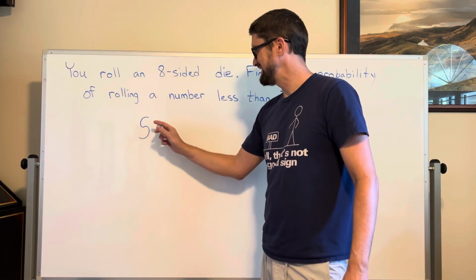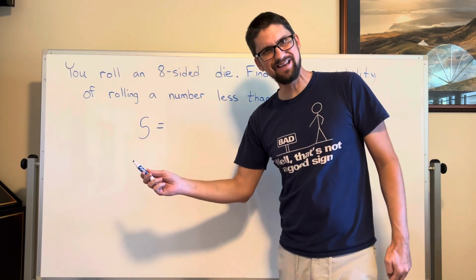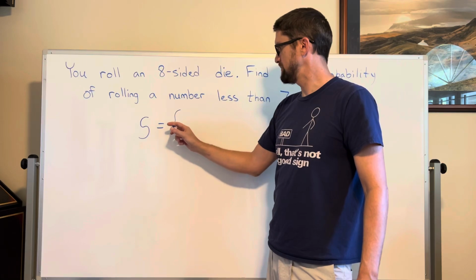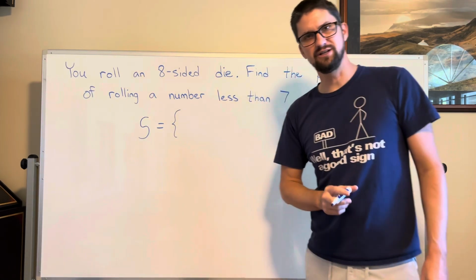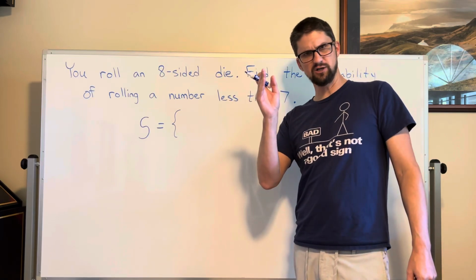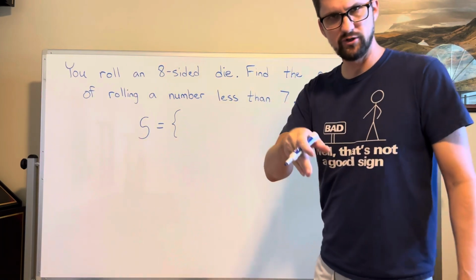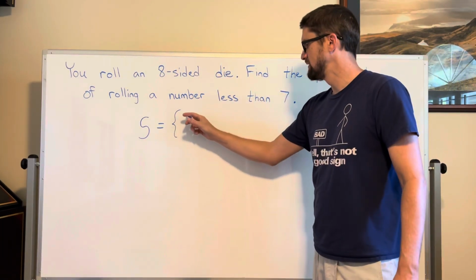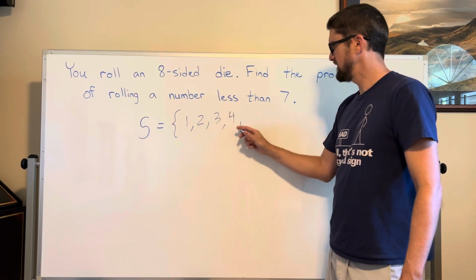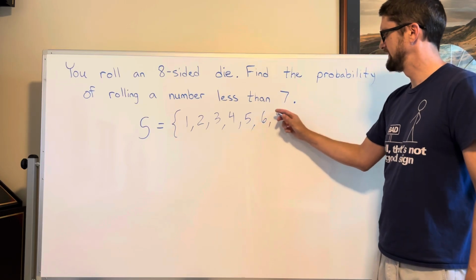That is gonna be the sample space. We indicate that with a capital S. And then we're gonna list all the possible outcomes using set notation brackets. All the possible outcomes, we could have a 1, 2, 3, all the way to 8. So there's going to be 8 total possible outcomes.